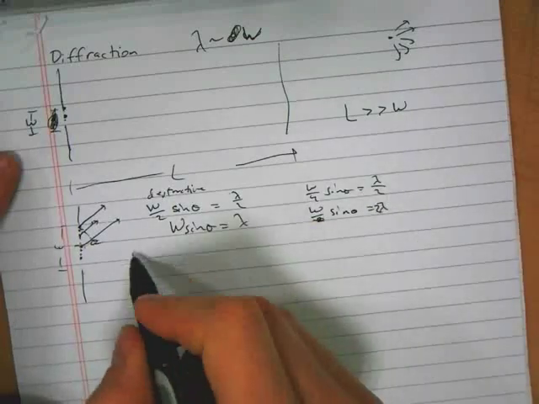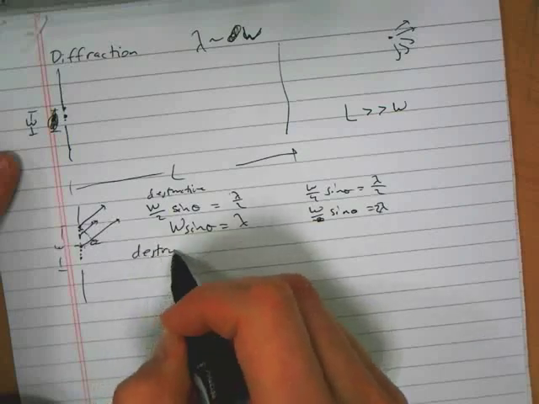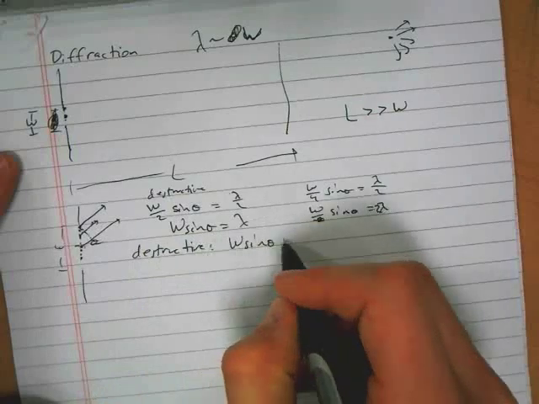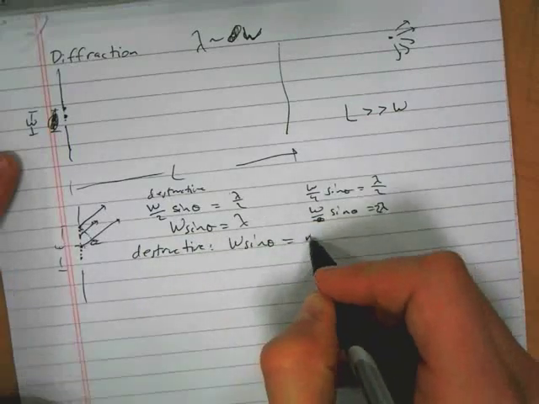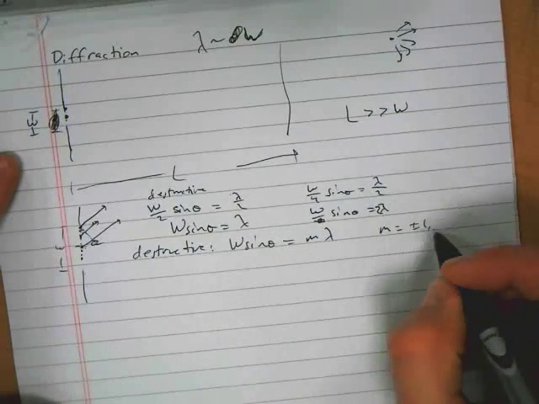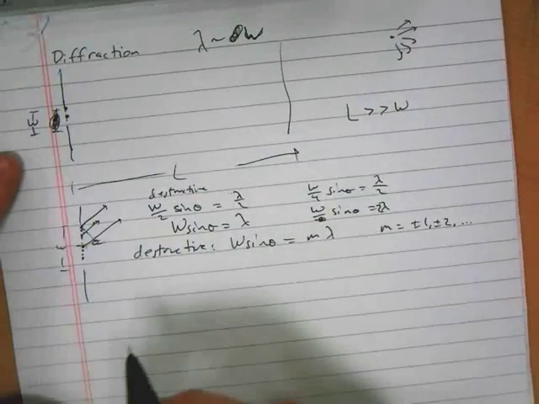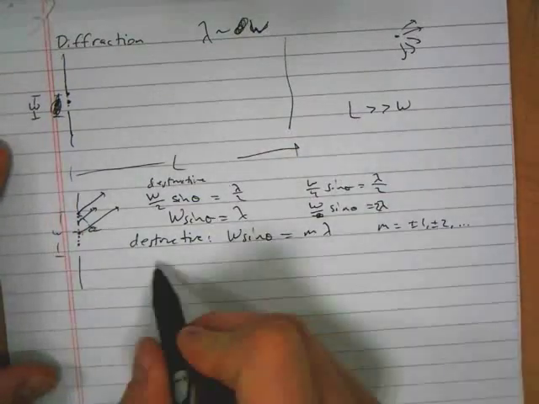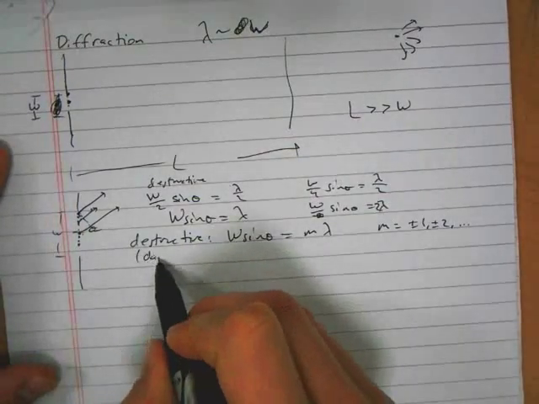And so we see that we have destructive interference where W sine theta is equal to m lambda, and m in this case is plus or minus 1, plus or minus 2, etc. And this is where we see the dark fringes on this interference pattern.